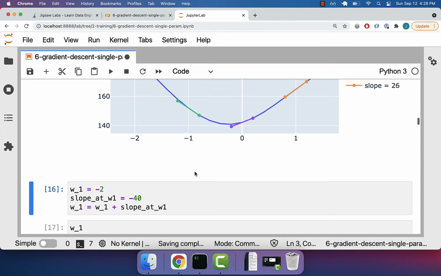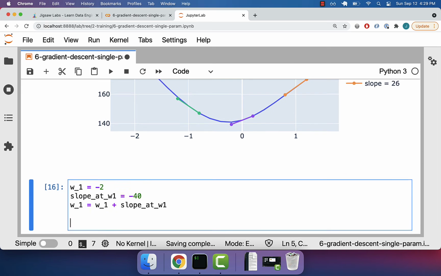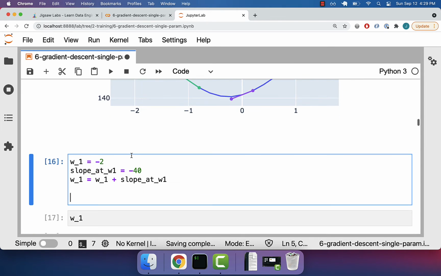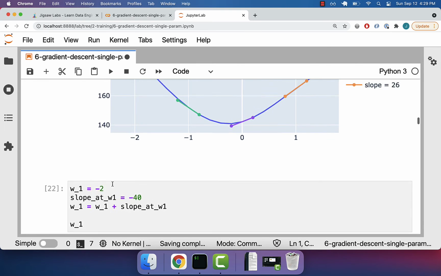So what does that look like? Well, maybe it looks like this. We choose a weight of -2. The slope at that weight is -40. And then to update this weight, we simply do: our new W1 is going to equal our old W1 plus the slope at that old W1. So if our first guess was -2, our second guess is going to be -42, which is not good.